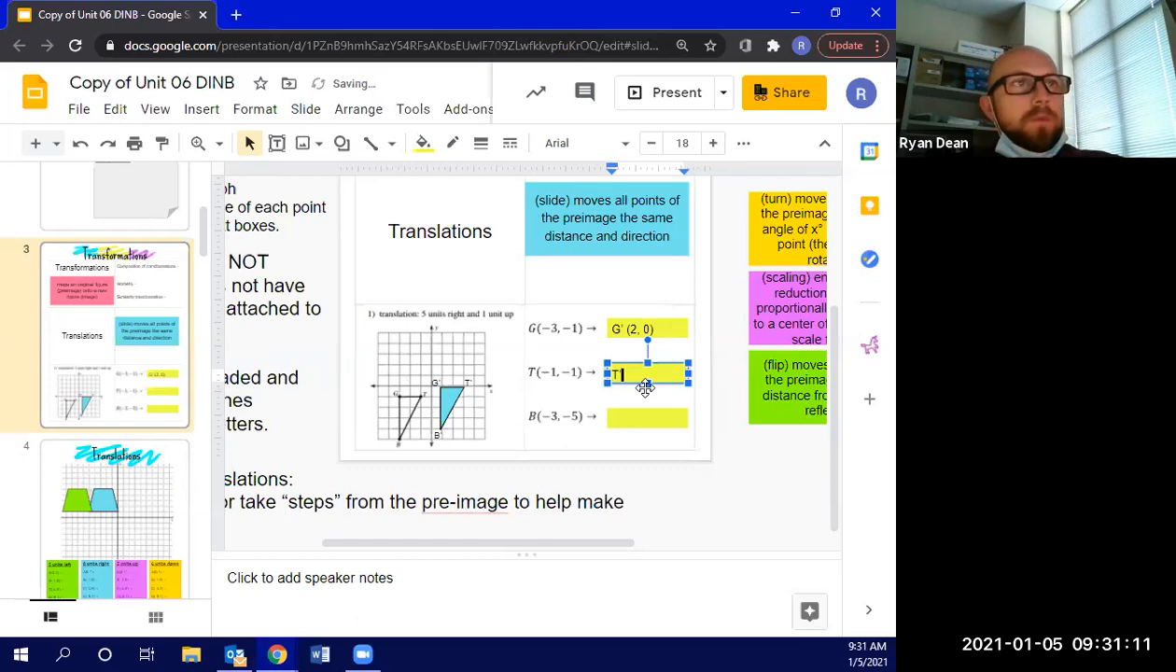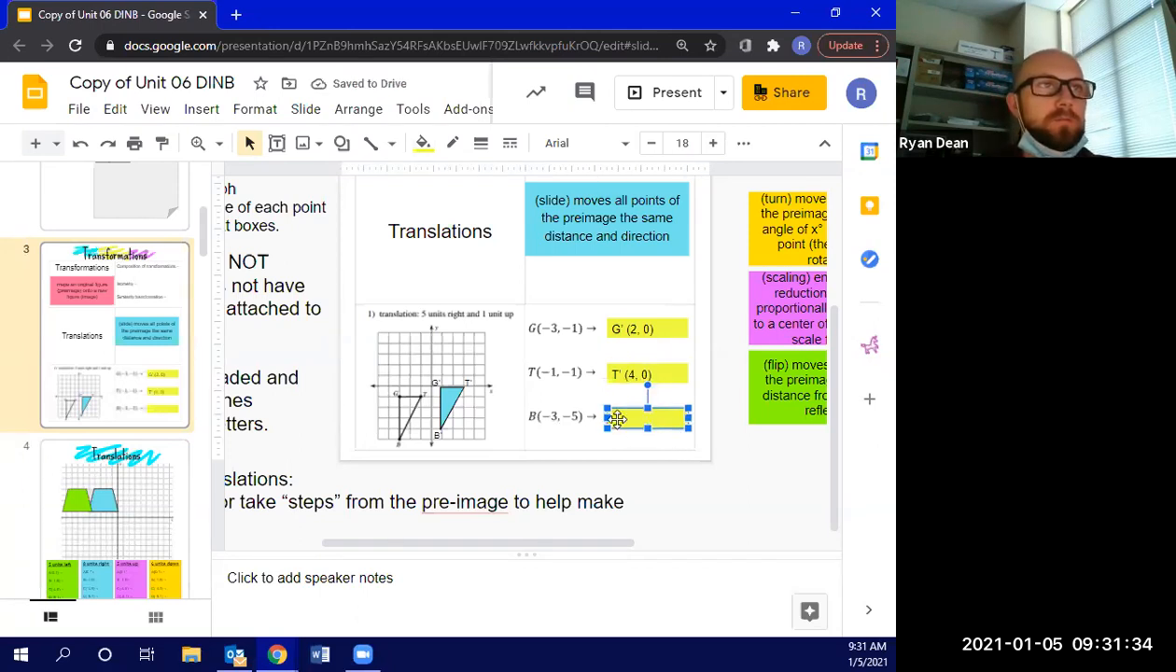For your T prime, we add 5 to -1, and then we add 1 to -1. So when we do -1 plus 5, that gives us a 4. And then -1 plus 1 gives us a 0. And lastly, for B prime, we add 5 to -3, which gives us a +2. And then we take -5 and add 1, and that gives us -4.